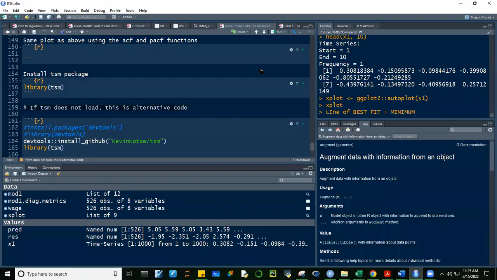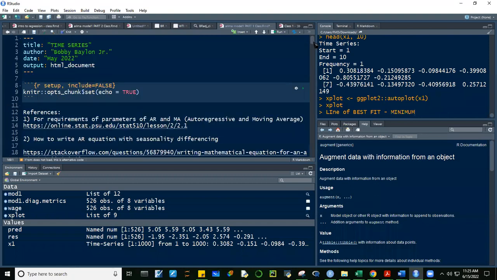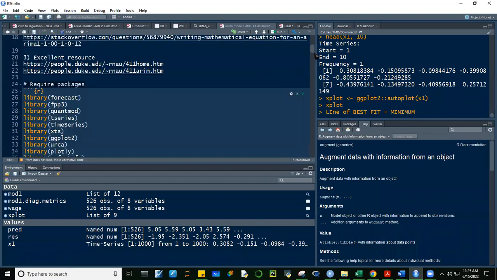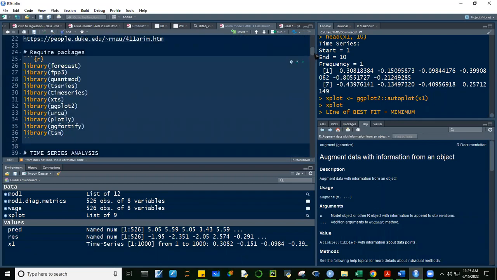Good morning once again. We're going to continue our discussion on time series, in particular, the modeling using ARIMA, autoregressive integrated moving average. So these were the packages that we required. So kindly make sure that these packages are already loaded, in particular CTSM.